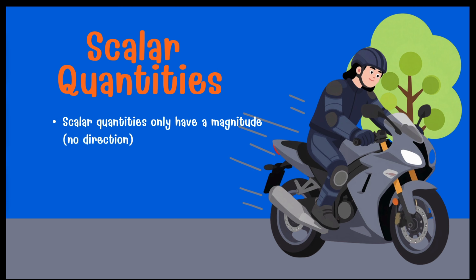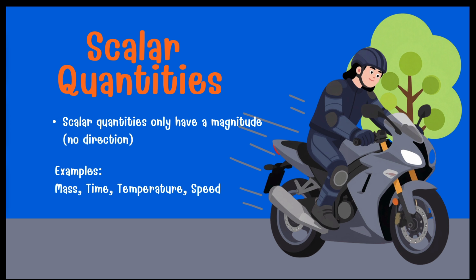Scalar quantities only have magnitude. They do not include direction. Magnitude means the size or amount of a physical quantity. At this level, we can think of magnitude as a number together with its corresponding unit. For example, mass is a scalar quantity.